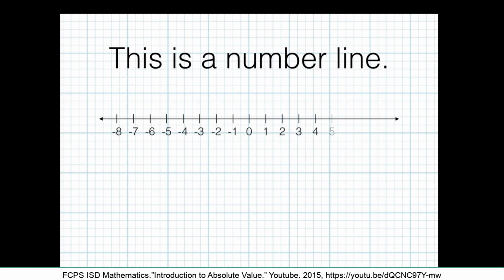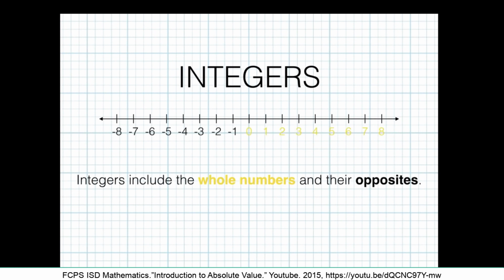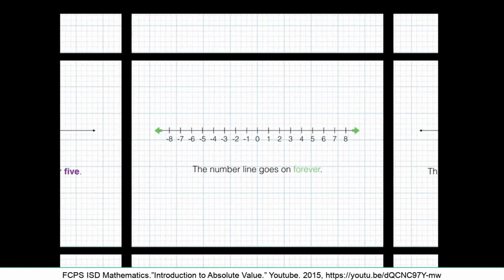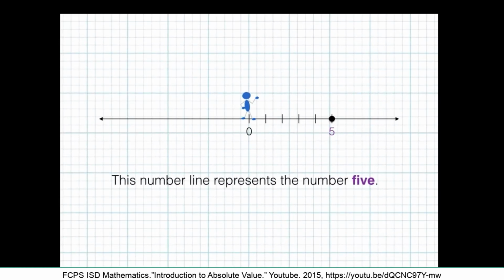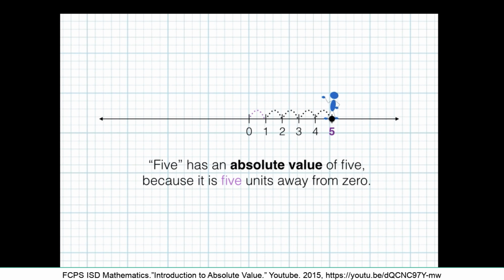This is a number line. It shows integers. Integers include the whole numbers and their opposites. The arrows at the end of a number line show that the number line goes on forever. This number line represents the number 5. Five has an absolute value of 5 because it is 1, 2, 3, 4, 5 units away from 0 on a number line.